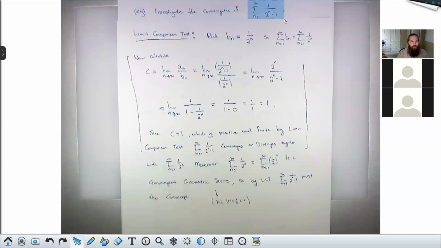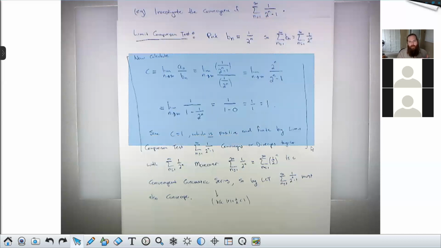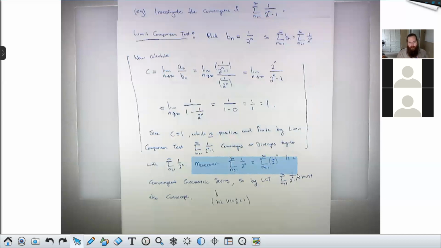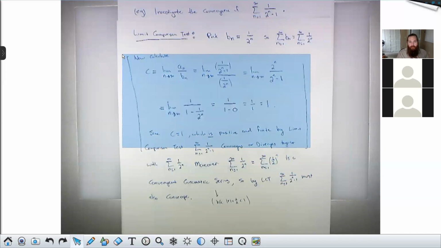So because I'm stuck with him, I pick this guy because I think this series is very similar to this series. So in my head, I have a suspicion ahead of time. I say, well, this series looks a lot like the 1 over 2 to the n series. So that's what I'm going to compare to. And then this work says that those series really are very similar. In particular, they converge or diverge together. Finally, I'm able to say, since the series I picked converges and the series I picked is similar to the series I was given, the series I was given must also converge.